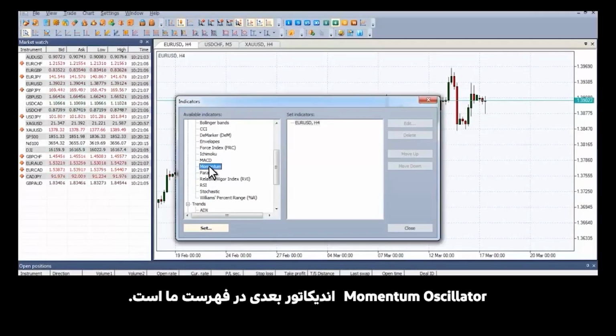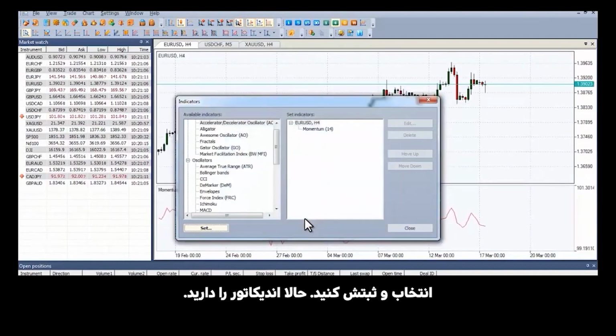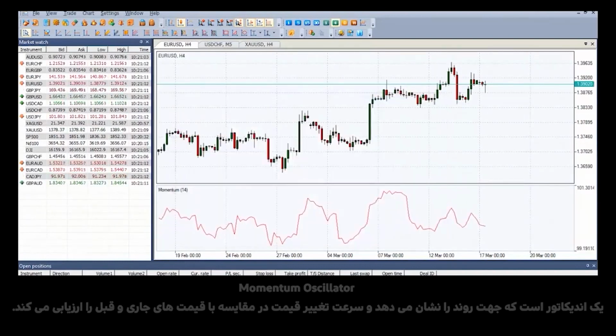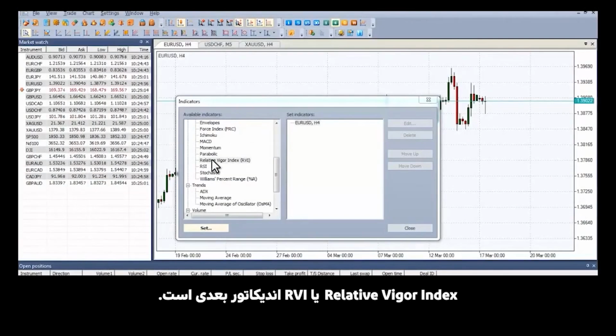Next on our list is the Momentum Indicator. Click it, Set, and there we go. The momentum oscillator is an indicator that shows trend direction and measures how quickly the price is changing by comparing current and past prices. Next we have the Relative Vigor Index, or RVI.